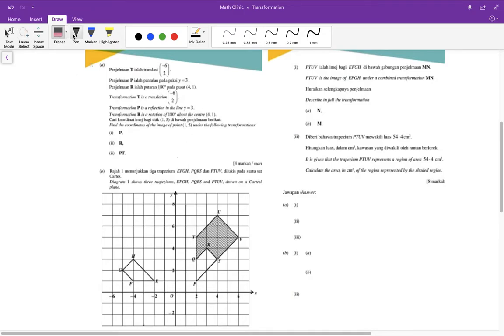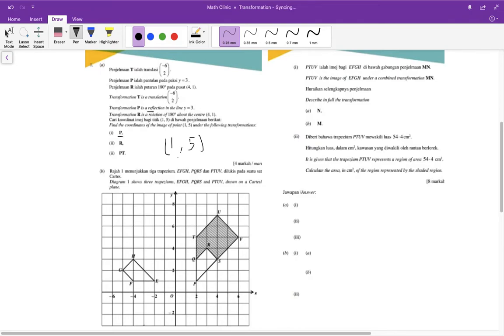Let's start. First question, 1A. Here is the information on the transformations. We have translation, reflection, and rotation. Let's start with the first one: find the coordinates of the image point of (1, 5). First, he wants us to find the image under transformation P.